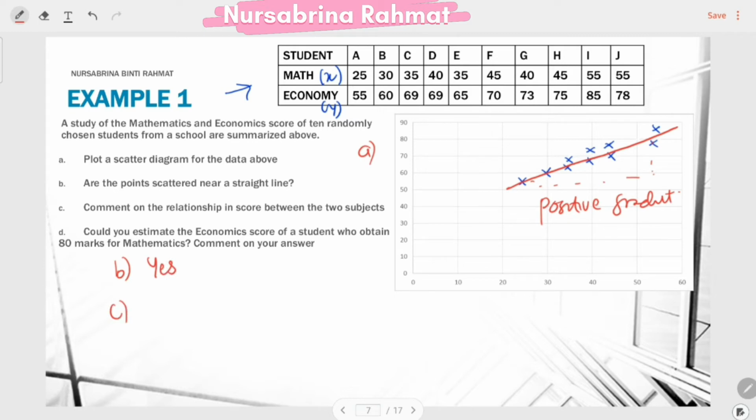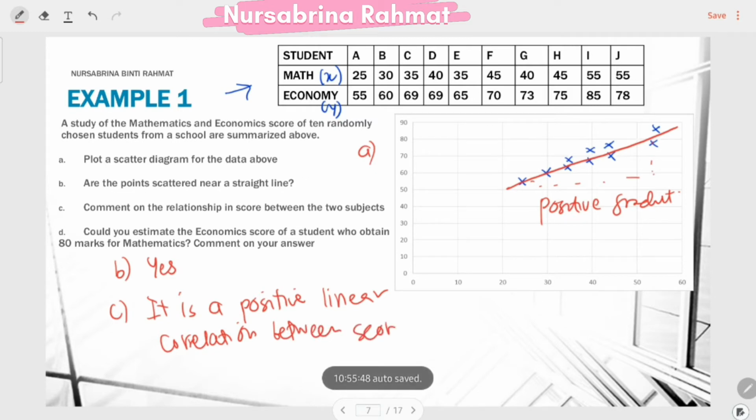Okay, comment on the relationship in score between the two subjects. It has a positive gradient. That means it is a positive linear correlation between the score in math and economy.